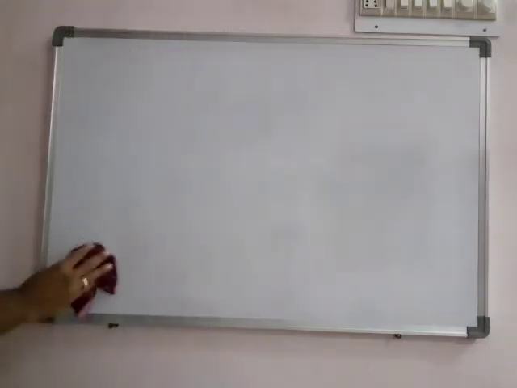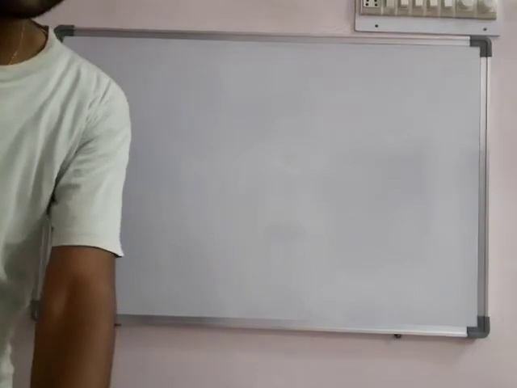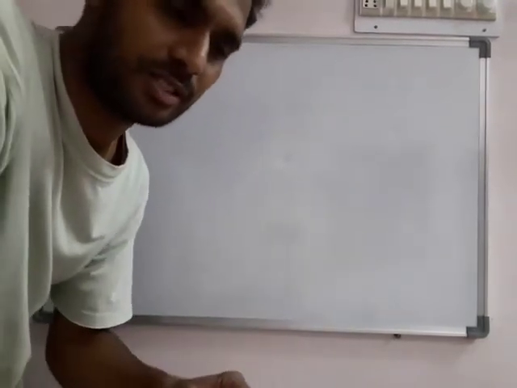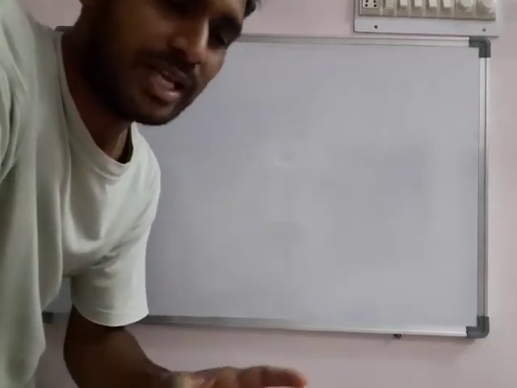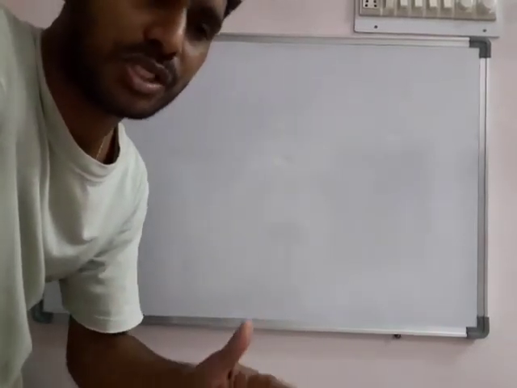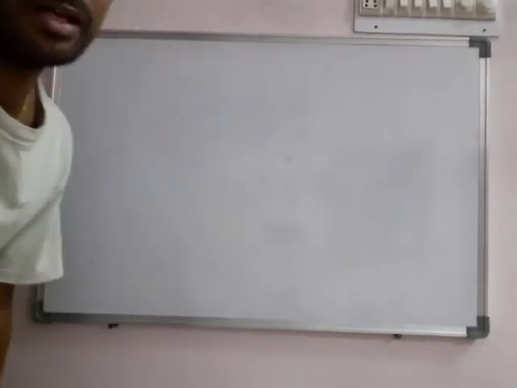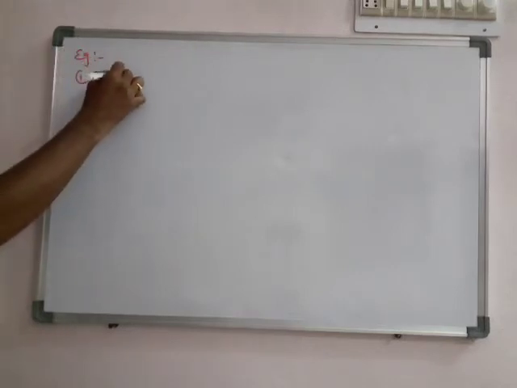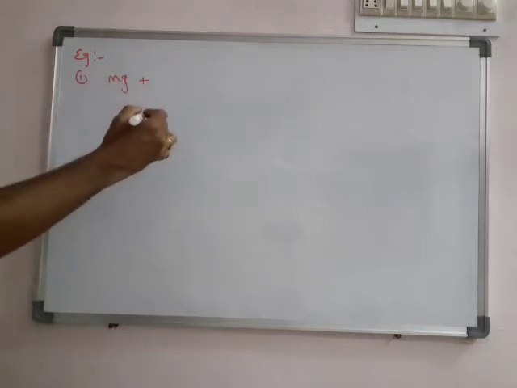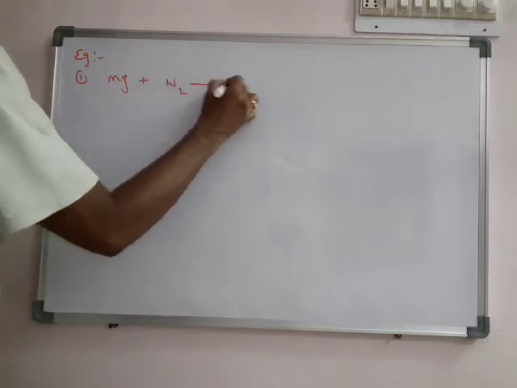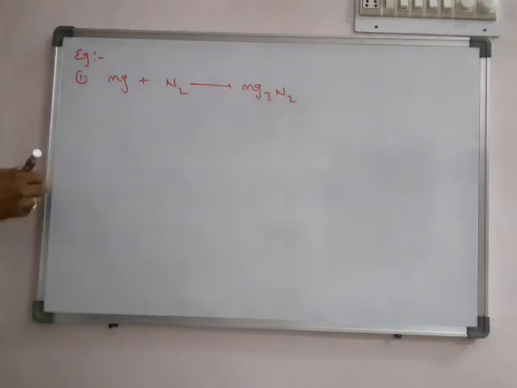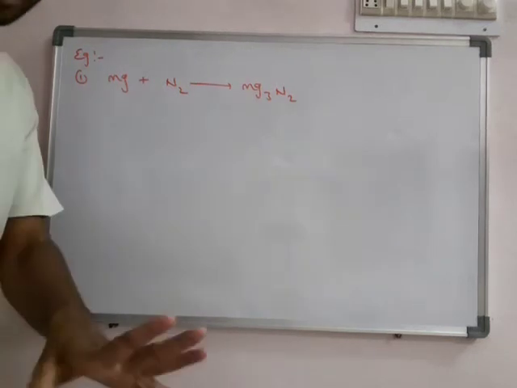Actually, when different reactions are given, we have to identify whether it is a redox reaction or not, which is reduced, which is oxidized, and which type of reaction it is: combination, next displacement, next decomposition. So first we see examples for this. Magnesium will react with nitrogen, forming magnesium nitride Mg3N2. First we see whether it is a redox reaction or not.